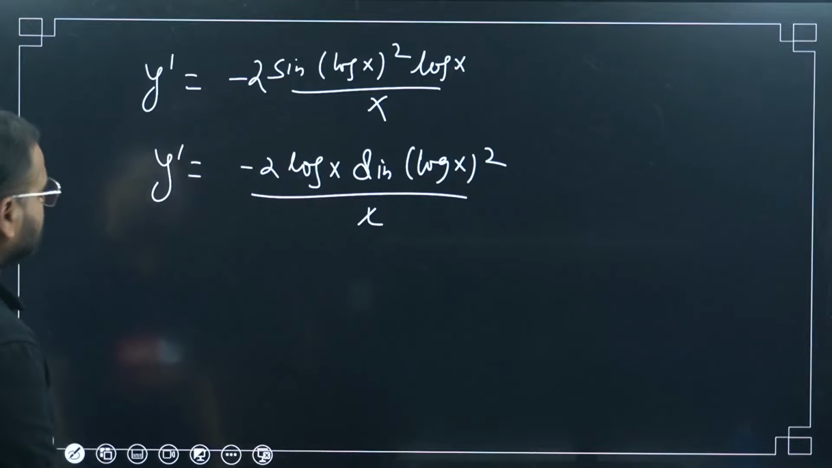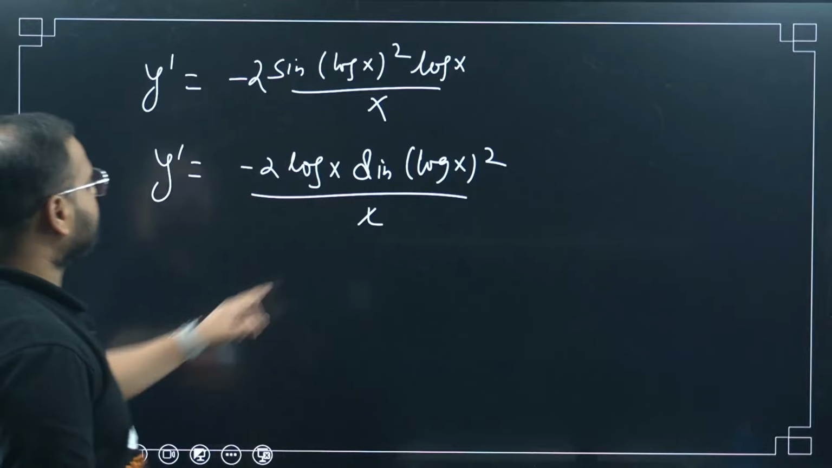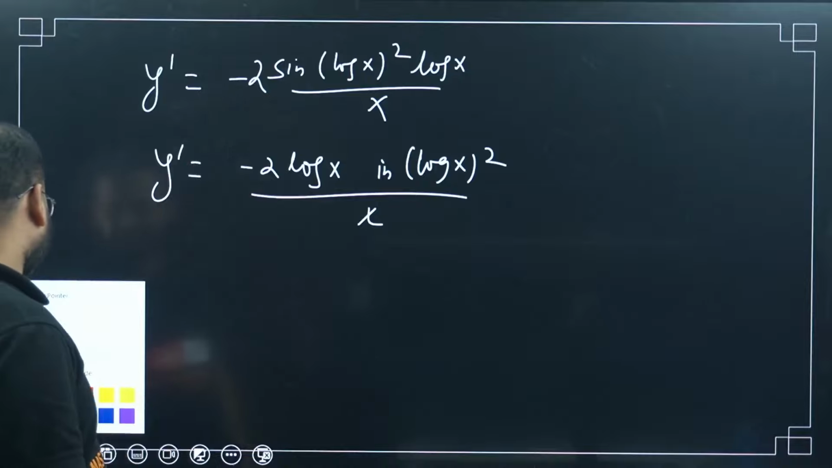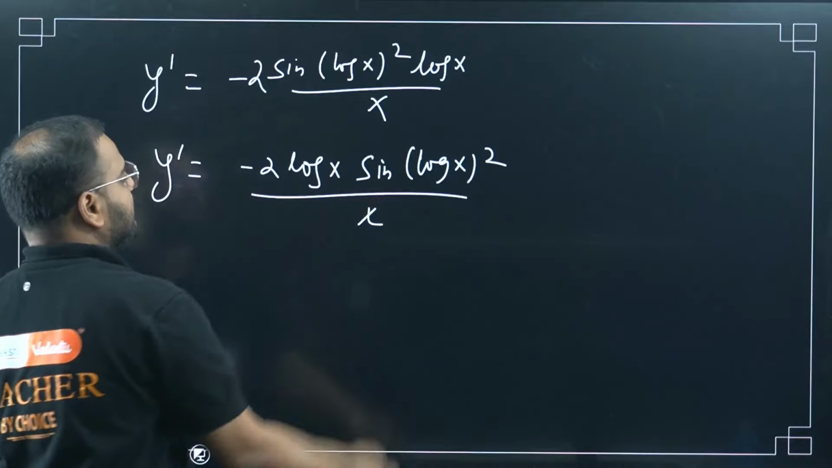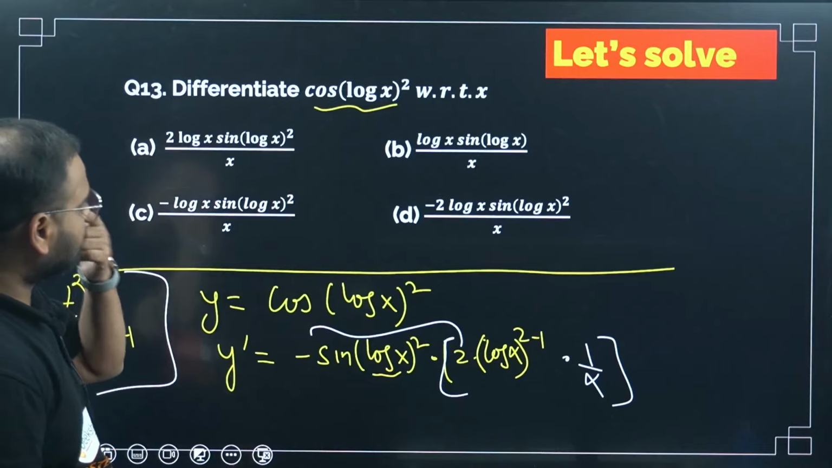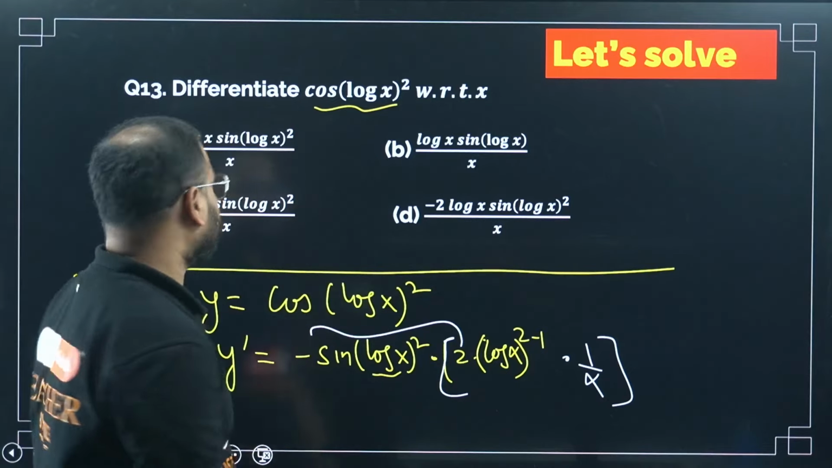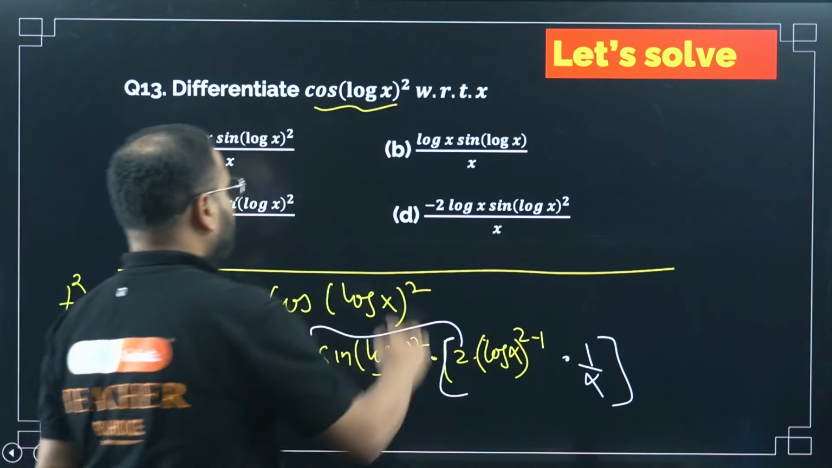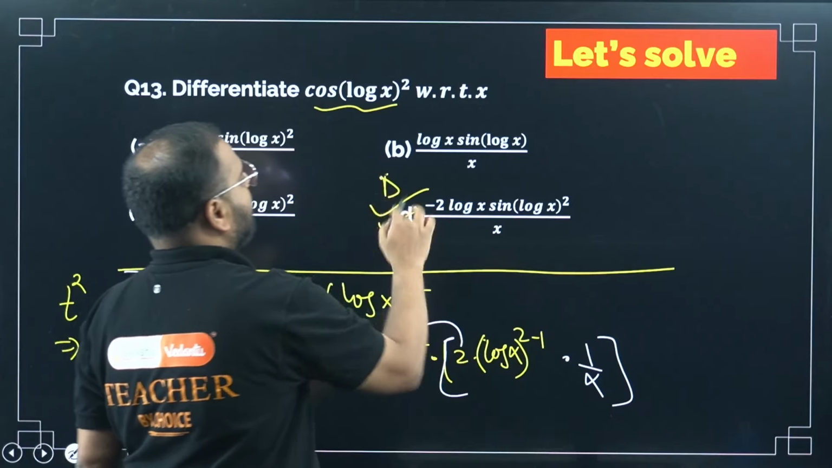Any option like this? Doesn't look like sine, sir. This is sine. Minus 2 log x, sine of (log x) the whole square upon x. Option number D, sir. Option D is my correct answer.